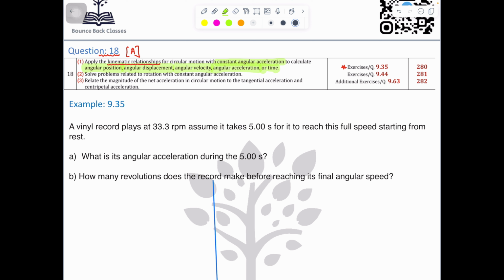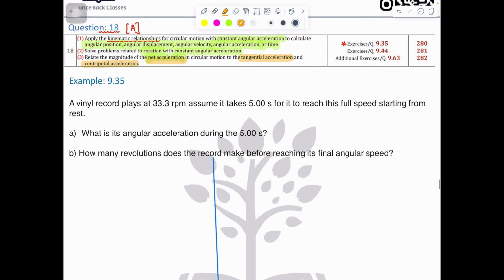Second thing, solve problems related to rotation with constant angular acceleration. This is the same thing, because we already covered it in part A. Then, relate the magnitude of net acceleration in circular motion to tangential acceleration and centripetal acceleration. The last part I already covered in the previous video, but still I will explain it. So guys, let's start with the kinematic relations.